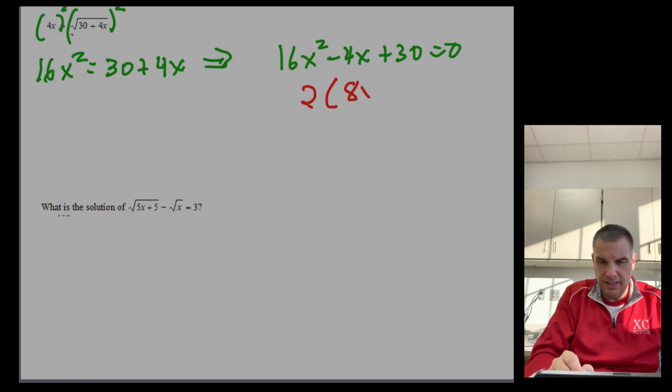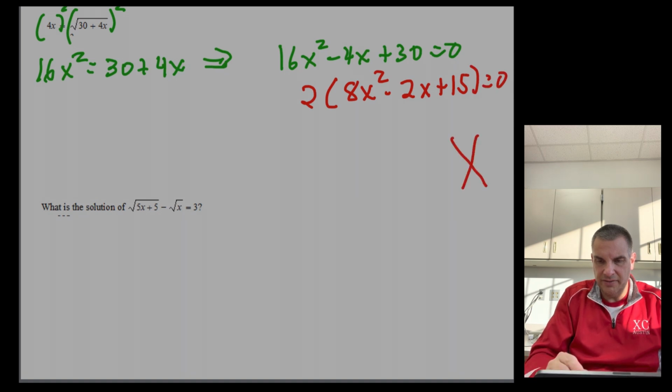That leaves us with 8x squared minus 2x plus 15 equals 0. X method, remember we have to take a times c, so that's 120. And then negative 2, so that works out nice. So 12, negative 12 and 10.